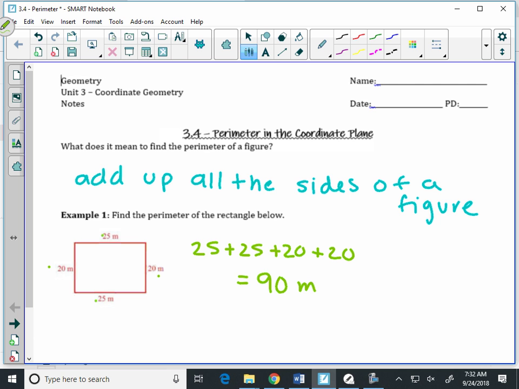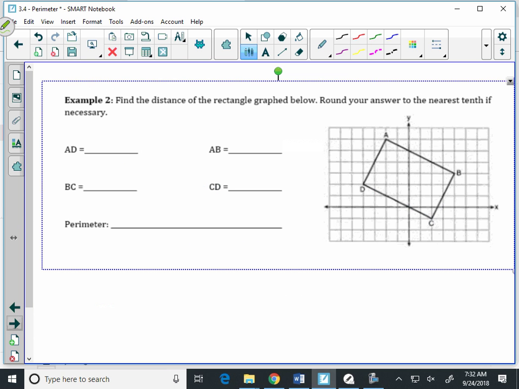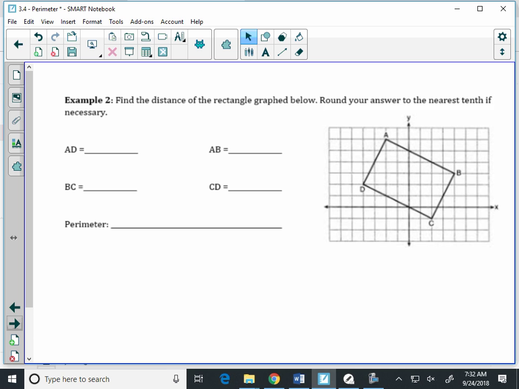Well, if we take a look at this example, okay, it says find, not distance, that should be perimeter, did not catch that. Find the perimeter of the rectangle graph below. Round your answer to the nearest 10 if necessary. What's a little bit different about this rectangle compared to the rectangle in example 1? One's in the coordinate plane.